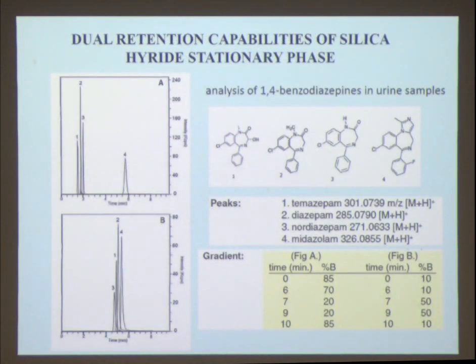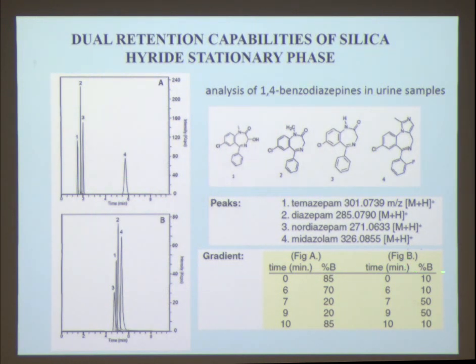Okay, so here is an example of two different runs, one done in the reverse phase mode, one done in the normal phase mode. So figure A, to give you a little bit of chromatography nomenclature here: solvent A always refers to water. Solvent B refers to the organic constituent, and in this case, solvent B is acetonitrile. So for figure A, we have a very small amount of water and a very large amount of acetonitrile, 85%. So we're operating in the normal phase mode, and you can see that we're able to separate these four compounds.